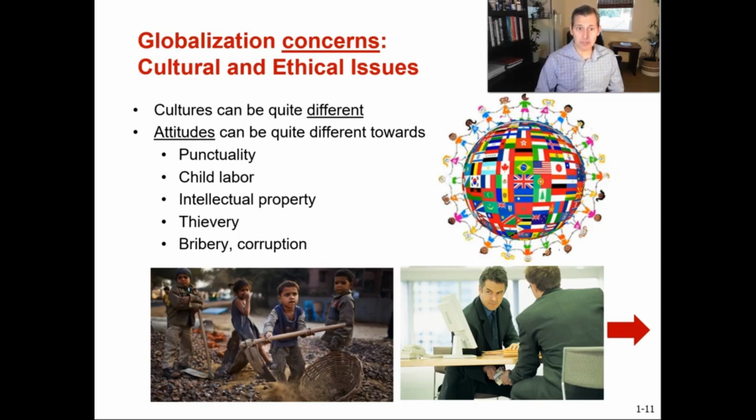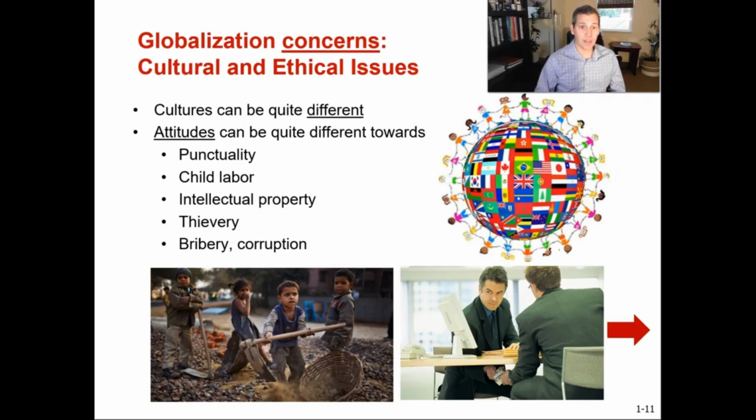Let's just take punctuality, for example. If I'm saying a meeting starts at 7 a.m., that meeting starts at 7 a.m. It doesn't start at 7:10. It doesn't start at 7:15. And that's different in other parts of the world. If you say 7 o'clock, they mean 7:15. So punctuality, you have to take that into consideration.